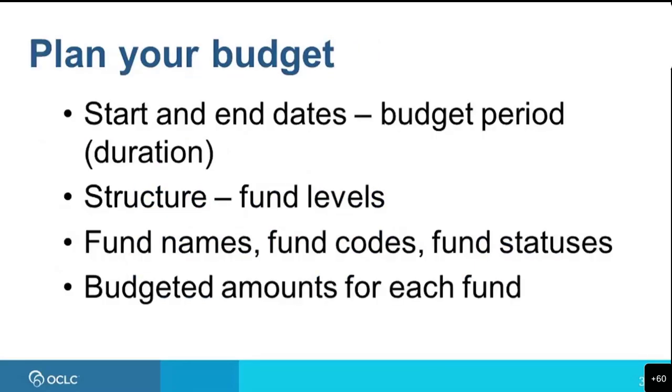So in planning your budget, these are the main decisions you'll want to make and document. You'll first want to decide on start and end dates for your budget period and the duration of your budget, which can be 6 months, 1 year, or 2 years. Next, you'll want to consider how you want to structure your budget, meaning how you want to use the fund levels. You also need to decide on fund names, fund codes, and fund statuses, and finally, the amounts that you want to budget for each of your funds.